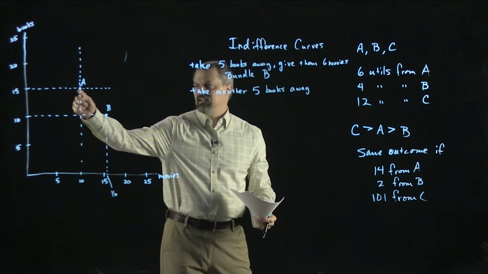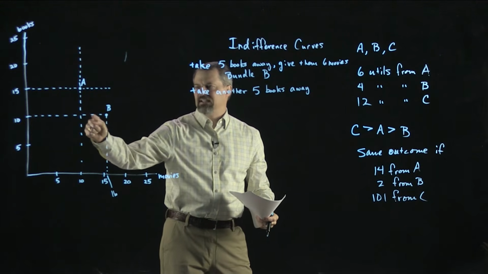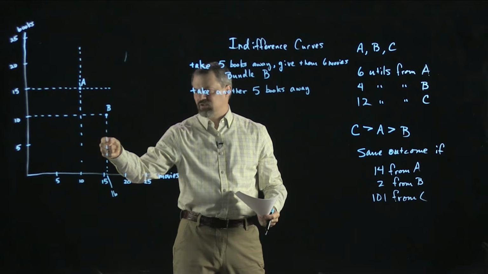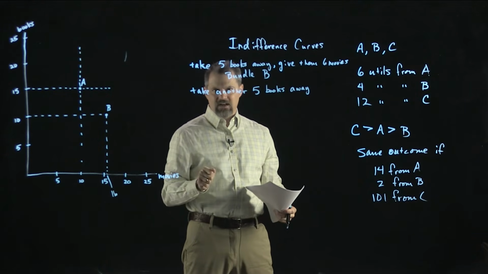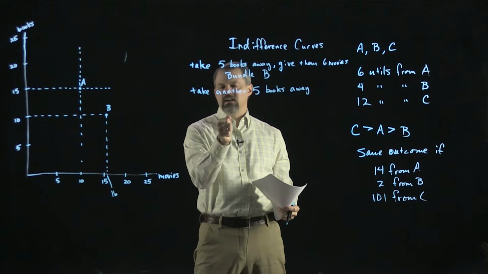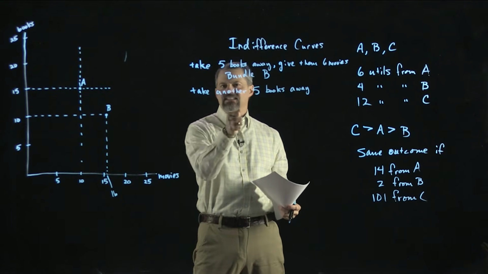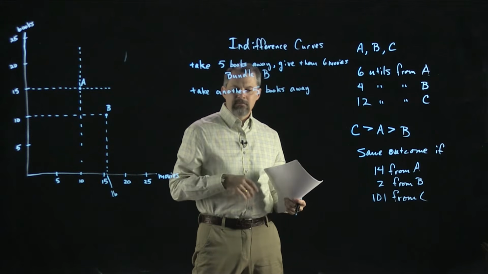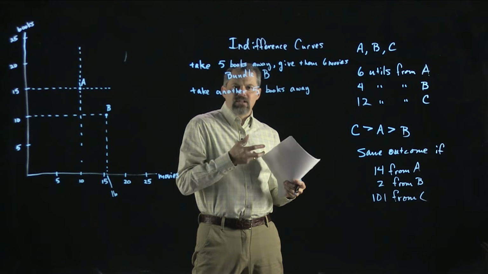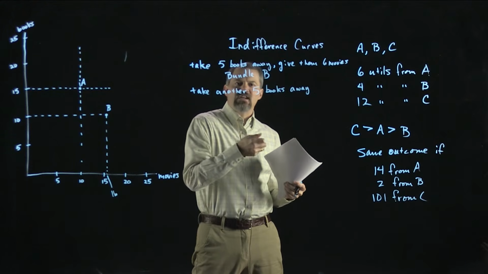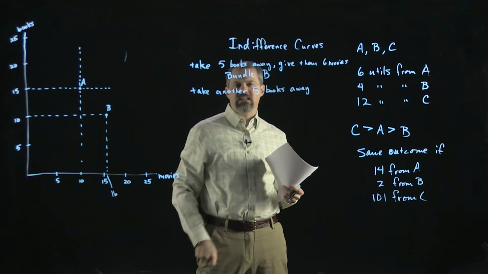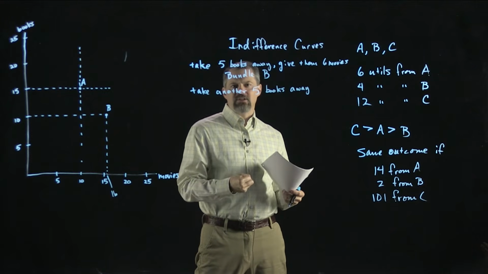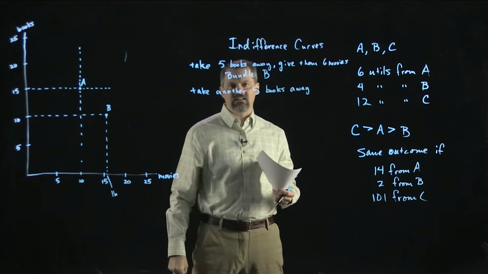Starting at point A, we took 5 books away and we had to give them 6 movies. Think about when we take another 5 books away, how many more movies we're going to have to give them and whether or not that's going to be more or less than 6. And if you remember back to that last assumption, you'll remember this law of diminishing marginal utility. The more of something you have, the less you're willing to give up to get another one. Well, the other side of that coin is the less of something you have, the more you're willing to give up to get another one.